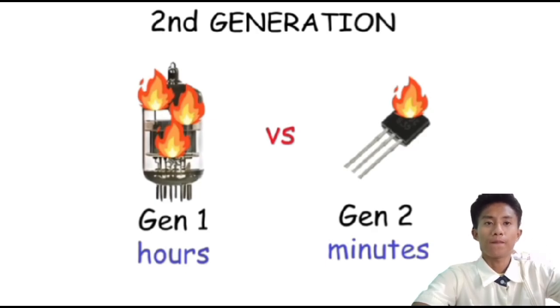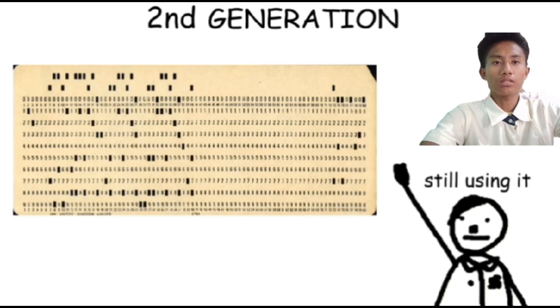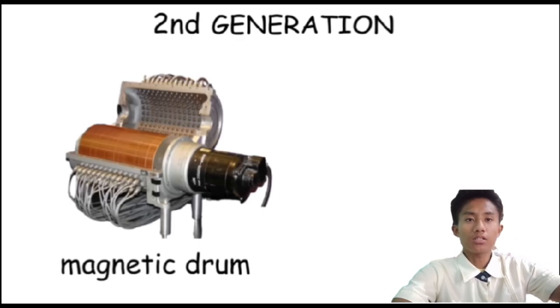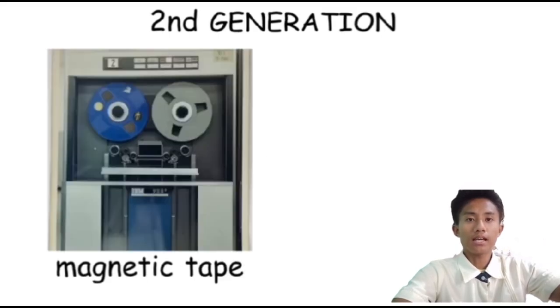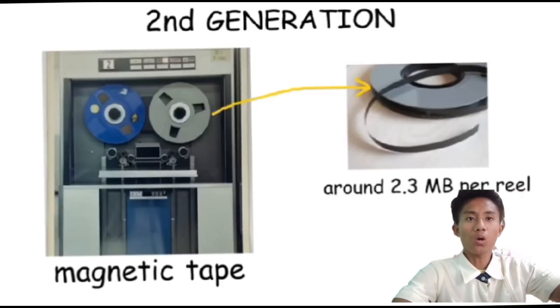However, despite the upgrade, the way it was operated was still handled with punch cards, like in the first generation, but at least this time the storage was upgraded from magnetic drum to magnetic tape. The size was big as well, but it could hold more data compared to a magnetic drum.